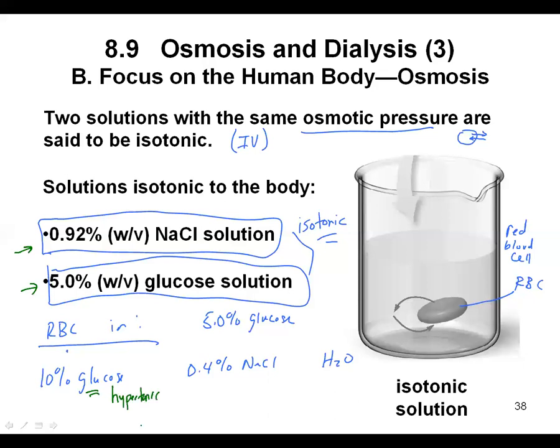And in a hypertonic solution, that means that outside of the cell is more concentrated than inside of the cell. That's going to cause the red blood cell basically to try to dilute the outside, and that's going to cause it to shrink, right? And that is crenation.